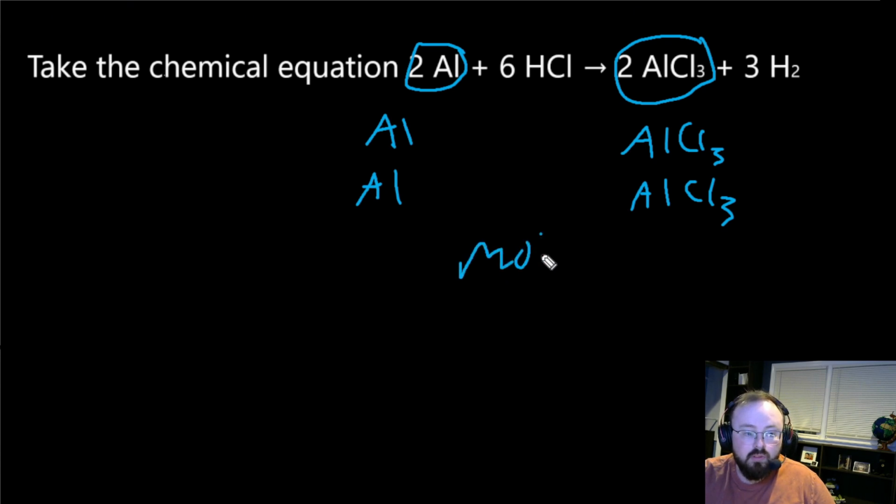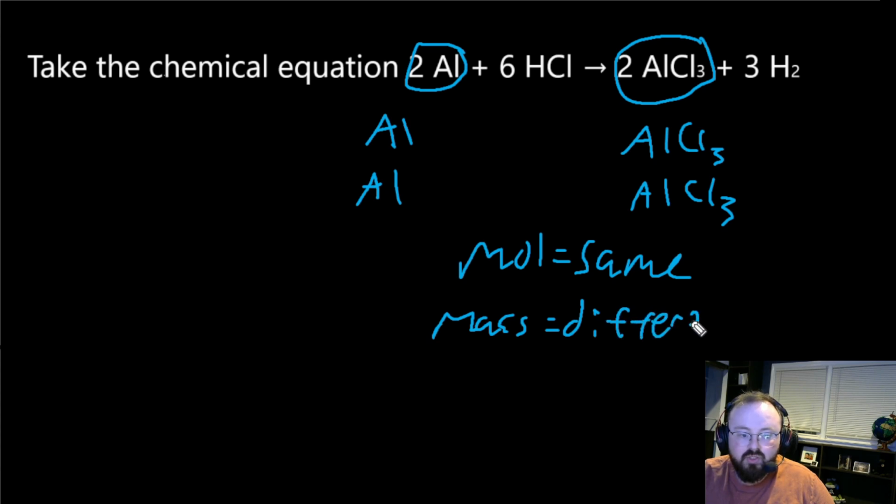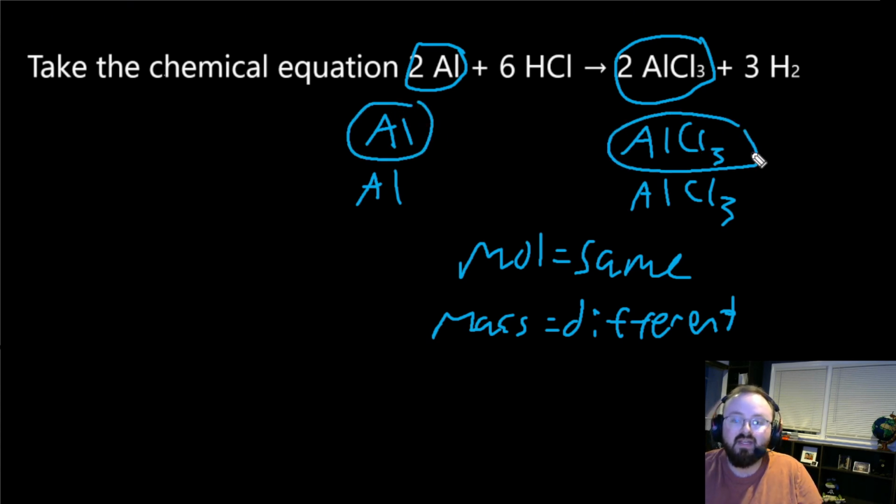So the moles would be the same, but the mass is different. And it hopefully should be obvious why the mass is different, because aluminum chloride's got 3 atoms of chlorine attached to it. So the mass of this is a lot less than the mass of this. It's like the mass of an apple versus the mass of a watermelon. Or I guess in this case, it's the mass of an apple with 3 potatoes attached to it or something like that. So even though I have the same number of them, the mass is different.